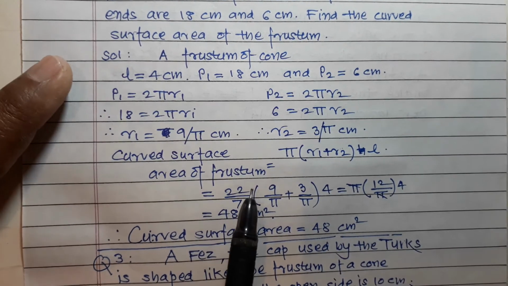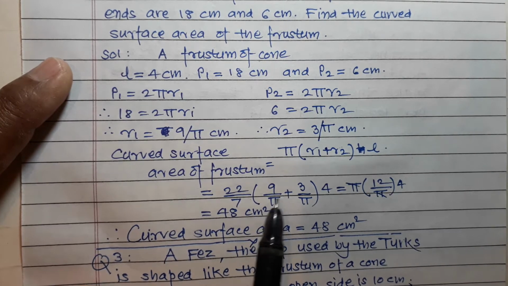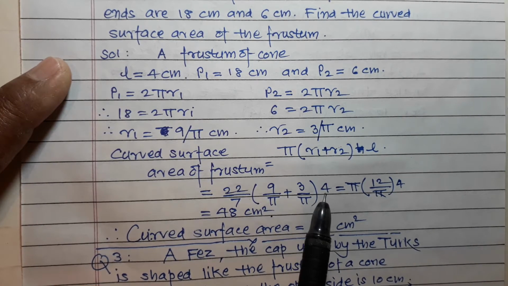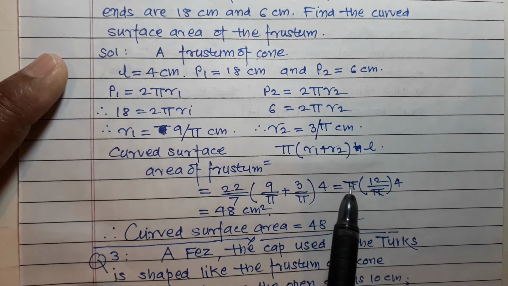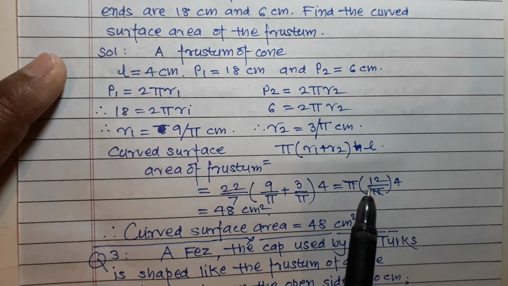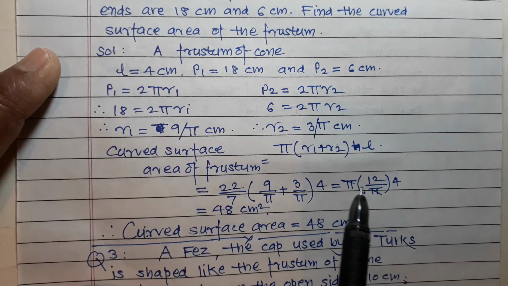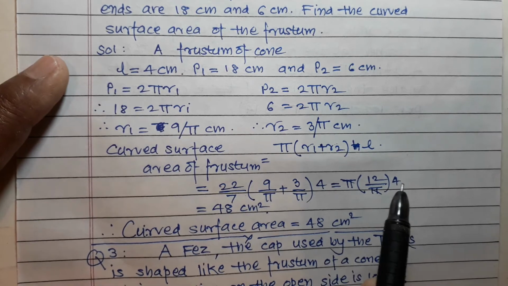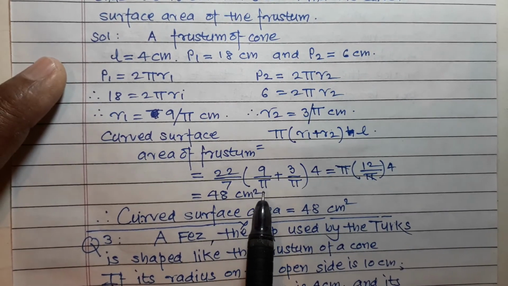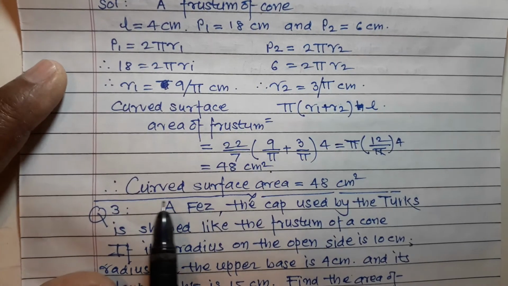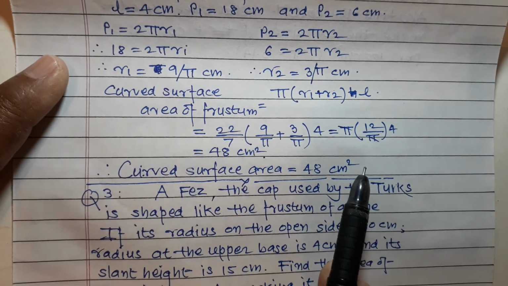So it is equal to pi into bracket 9 upon pi plus 3 upon pi into 4. If you simplify this, you will get pi into 12 upon pi into 4. Again this pi and pi get cancelled and 12 into 4, that is 48 cm square, and hence curved surface area is equal to 48 cm square.